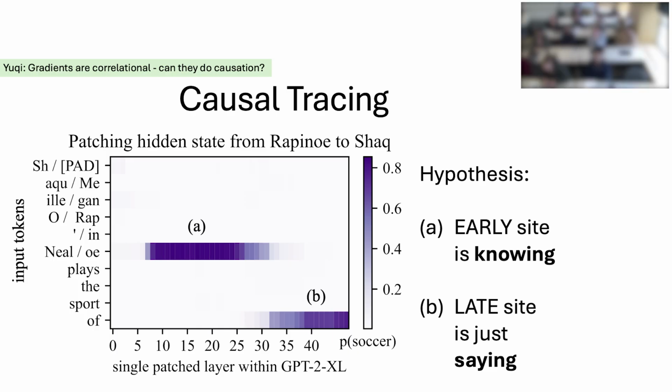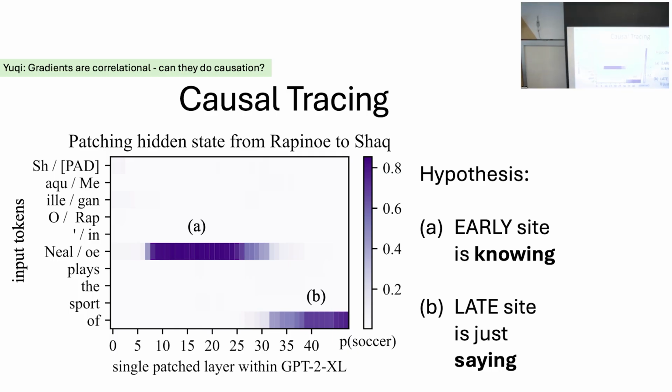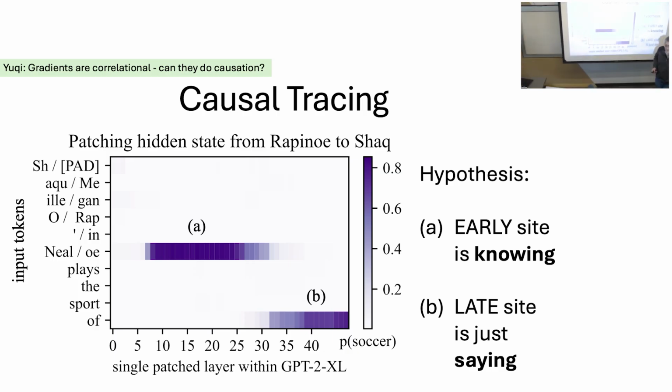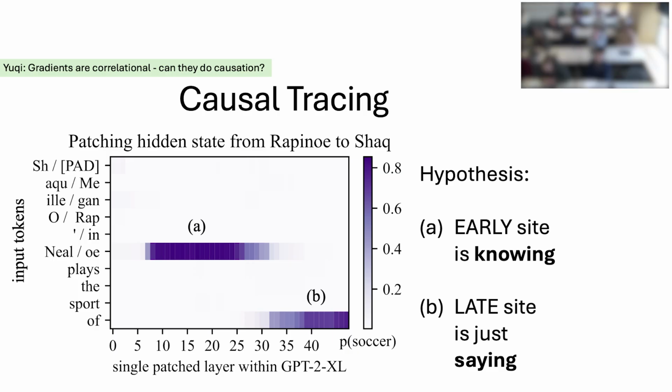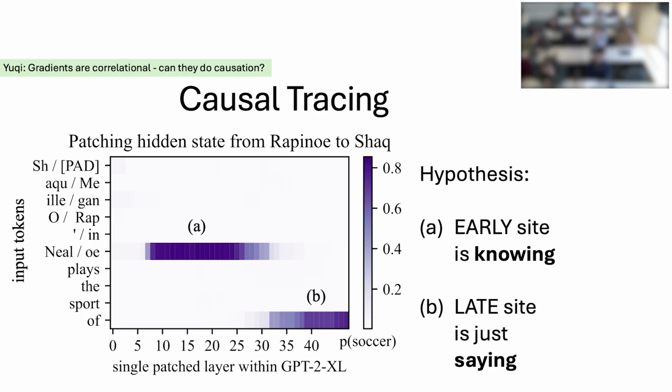Gradients and causation. Yuchi. From the material I see that there are 2 things: one is causation and one is correlation. And I see that the gradients method is more like correlation. So how do you account for causation?